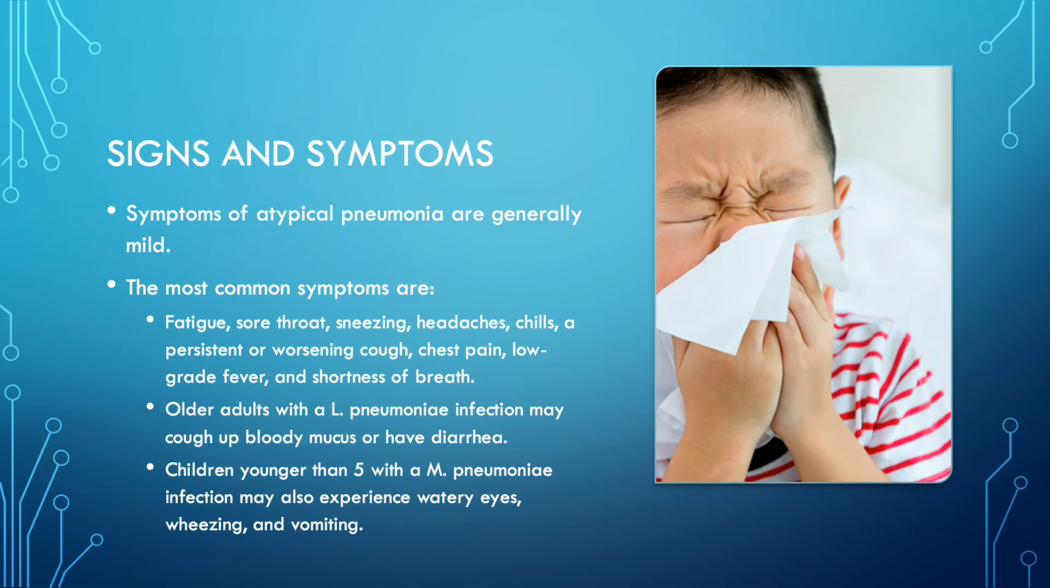Although atypical or walking pneumonia can be caused by a variety of different pathogens, symptoms usually present similarly among people who become infected and are usually mild. The most common symptoms are fatigue, sore throat, sneezing, headaches, chills, a persistent or worsening cough, chest pain, low-grade fever, and shortness of breath. In older adults with Legionella pneumonia, they may cough up bloody mucus or experience diarrhea. Children younger than 5 with an M. pneumoniae infection may also experience watery eyes, wheezing, and vomiting.